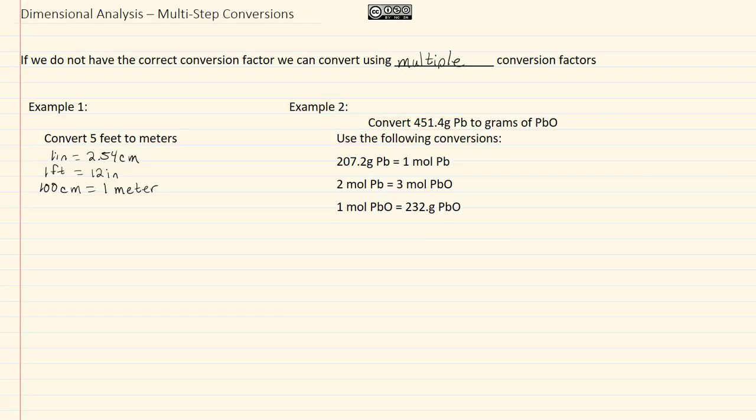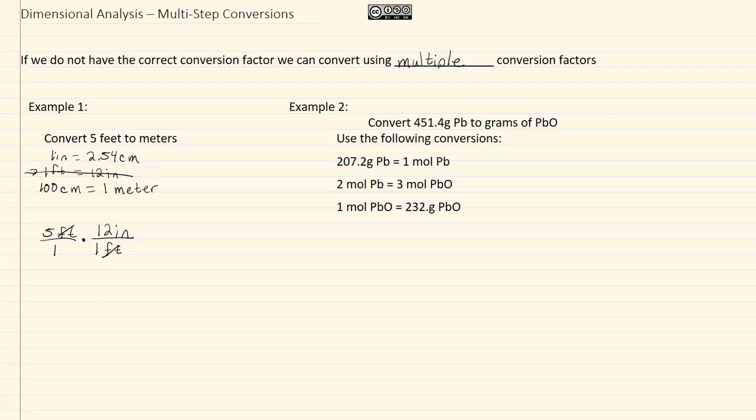So we're going to start with what we were given, which was the 5 feet. And I'll put that over 1. Now because I have feet, I want to use my conversion factor that has feet in it. So that means we're going to be using this one here. My feet is on the top, so I'm going to put it in the denominator now. Now I've used that one, so I can cross it off and my feet are gone.